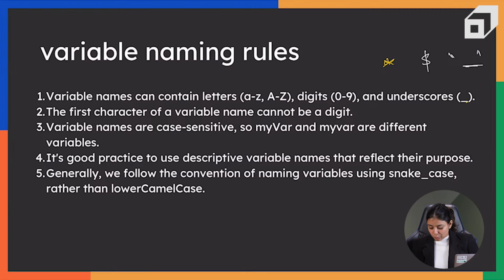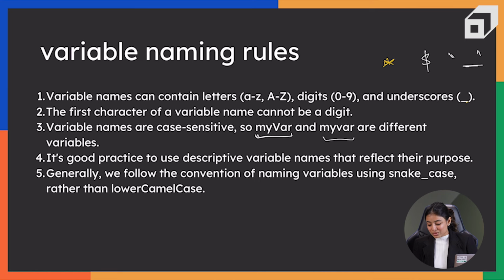Then the first character of a variable name cannot be a digit. The variable name should always start either with a letter or an underscore. It cannot be a number. Variable names are case sensitive. So if you write a variable name in small case and another in mixed small case and uppercase, those are 2 different variable names because these are case sensitive.